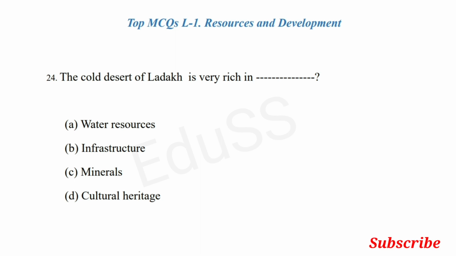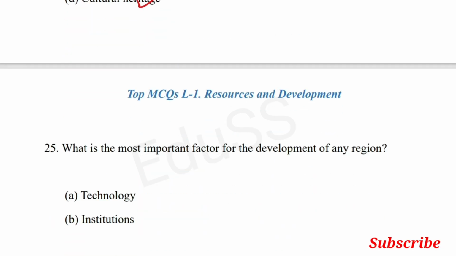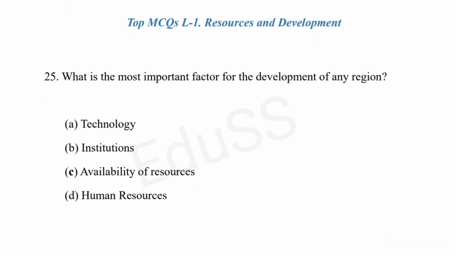The cold desert of Ladakh is very rich in cultural heritage. In Ladakh, there is a shortage of water resources, infrastructure and minerals, but it is rich in cultural heritage. Next. Which is the most important factor for the development of any region? For any area or country, the most important factor for development is availability of resources.